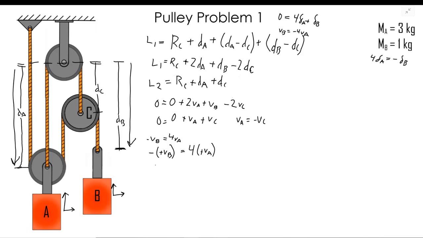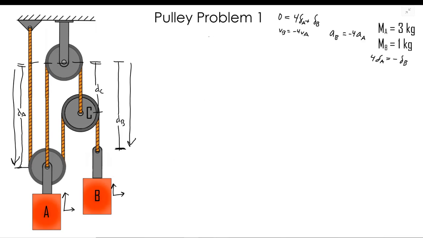Having done that, now we can implement it. We can take the derivative of this now. So we take the derivative of that, and we get AB equals negative 4 AA, the acceleration of A. Okay, so now this is great. This is wonderful. We have our delta equation, we have our velocity equation, and we have our acceleration equation.